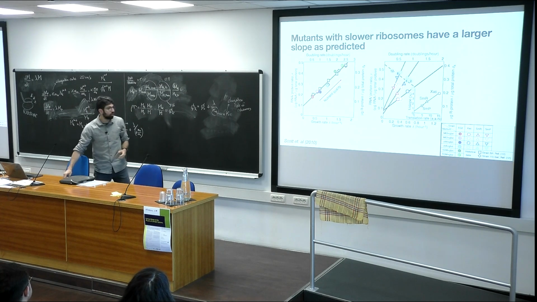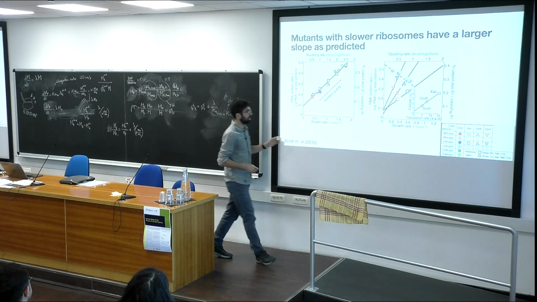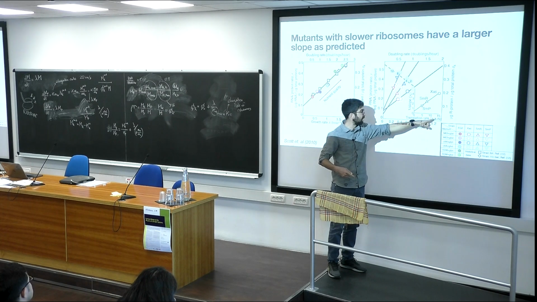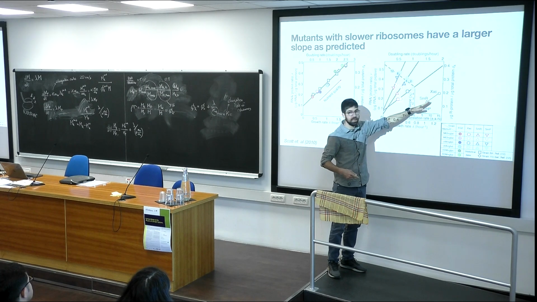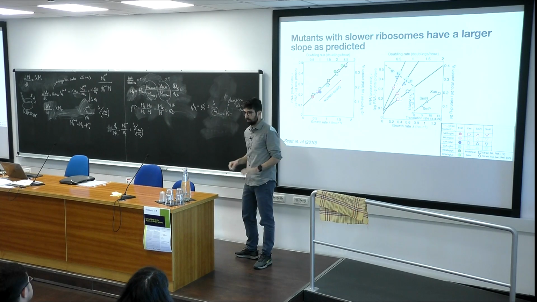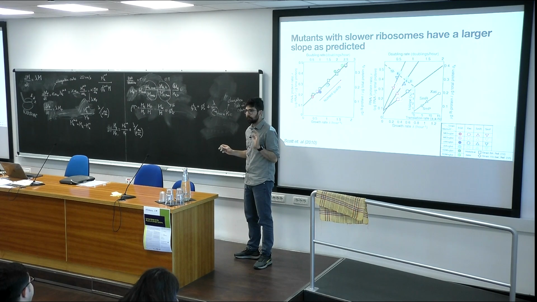And what you see is exactly what you expect: 1 over the slope, kt, is proportional to the elongation speed, to the rate of translation in amino acids per second. And you can actually predict the slope. The slope is related to this conversion factor that you know. Questions? Yes.